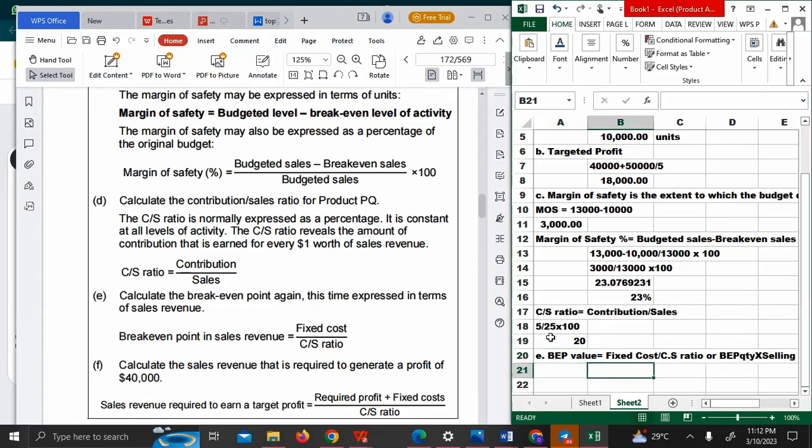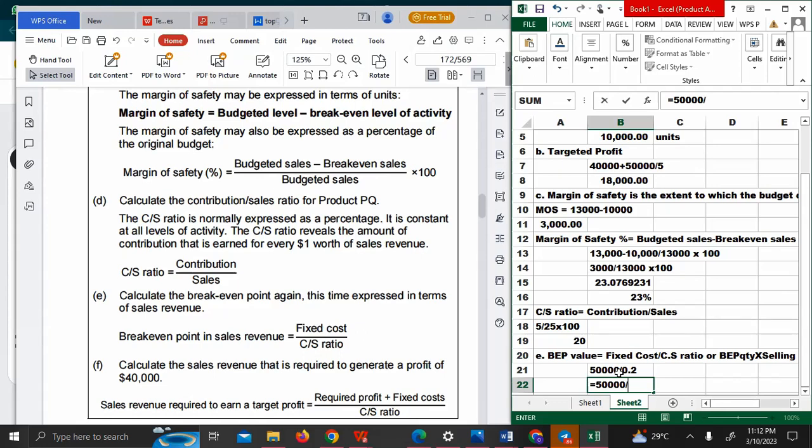So the BEP quantity is 10,000 now, times selling price. To get the selling price, that's 25. It is given. Okay, so let's try the first one. How much is the fixed cost? 50,000, sorry. Divided by what is the CS ratio? We have 20, that's 0.2.